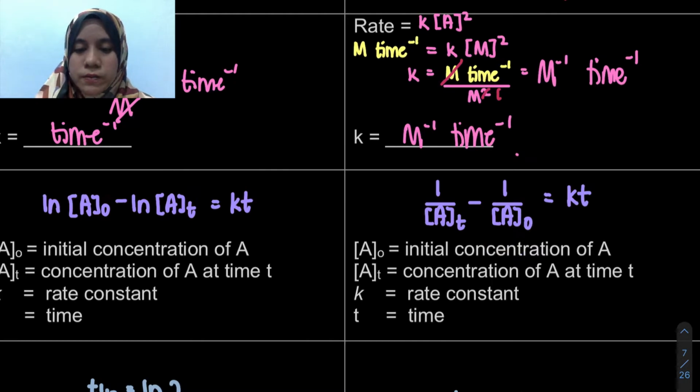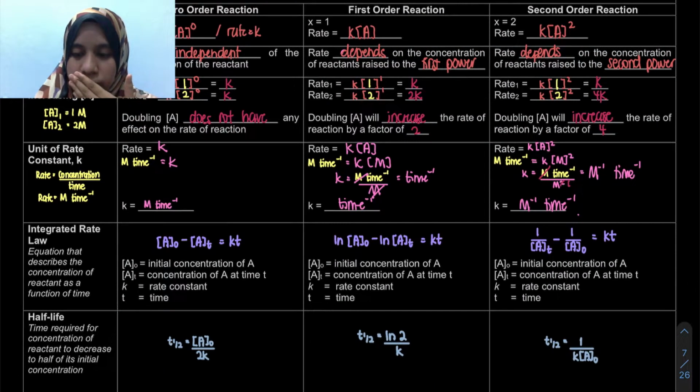So here, not only is it a fraction, but we also have to change the position of the current and the initial one. So that is for zero, first, and second order. Okay, that is for the integrated rate equation. Now for the half-life.